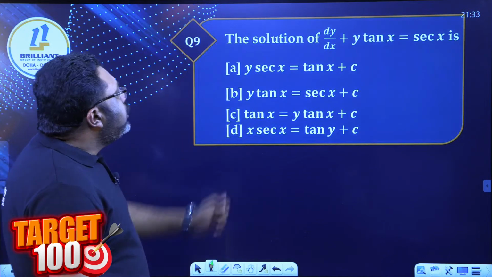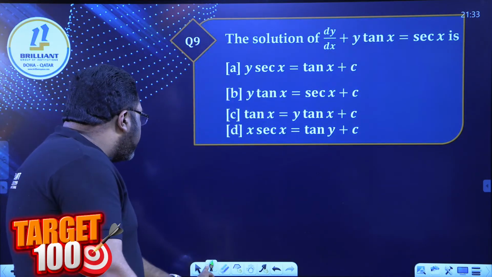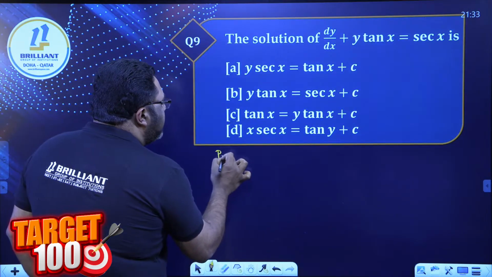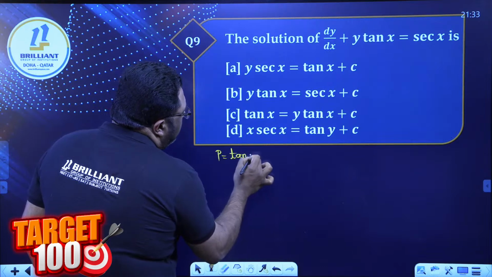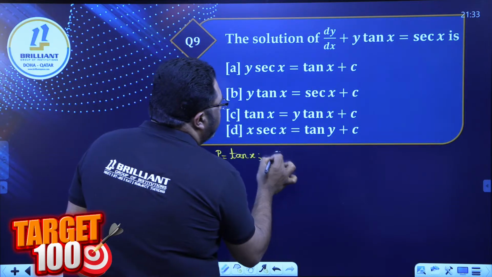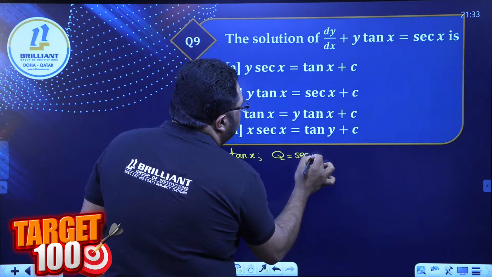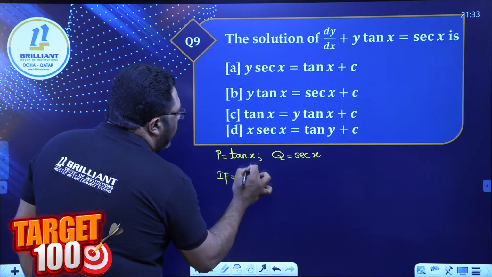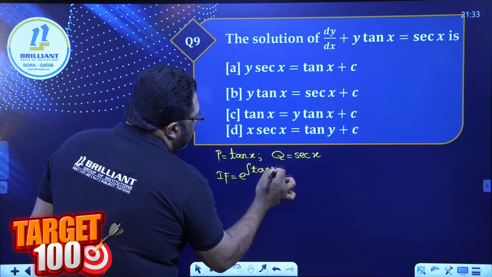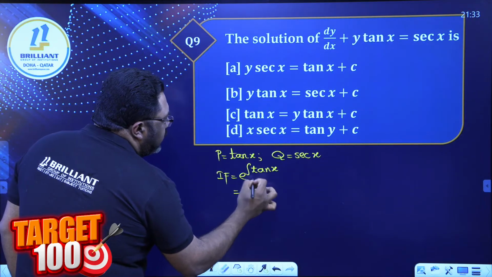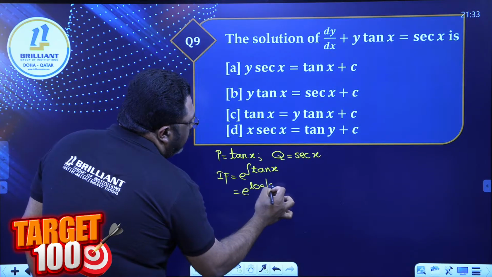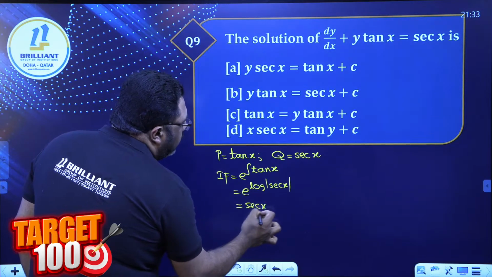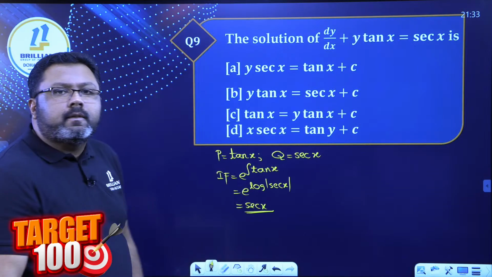Question number 9. The solution of, again it's an integrating factor based question. Okay, please tell me, P is a straightforward question. P is equal to tan x, Q is equal to sec x. So what is the integrating factor here? e raised to integral tan x, and integral of tan x is log mod sec x. Again e and log will cancel. Your integrating factor is sec x.